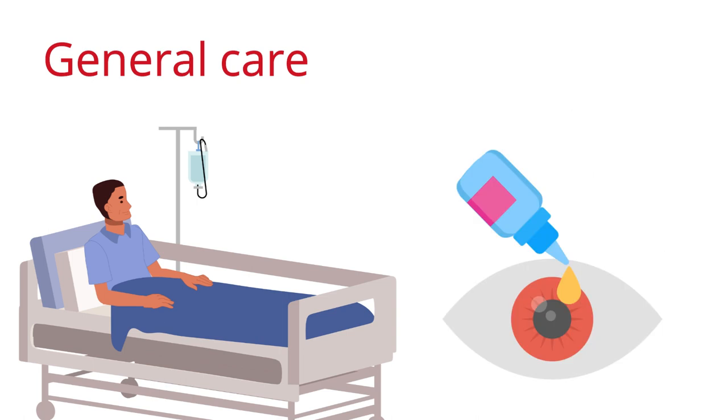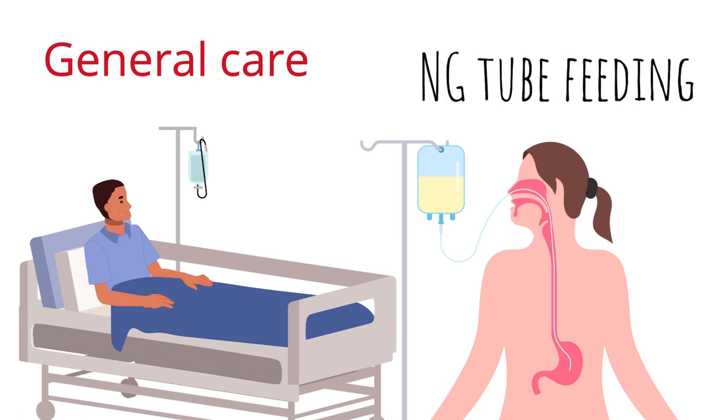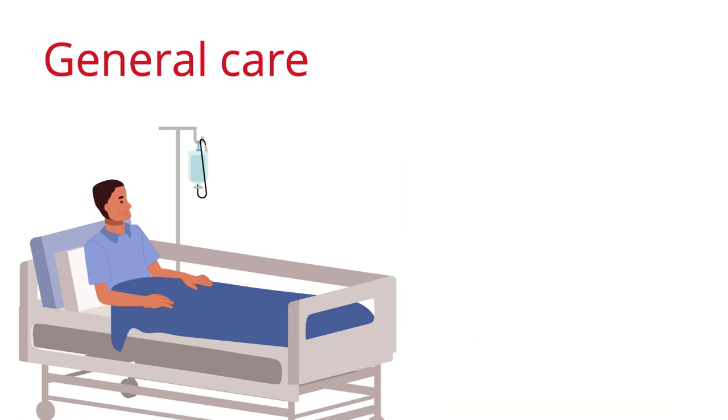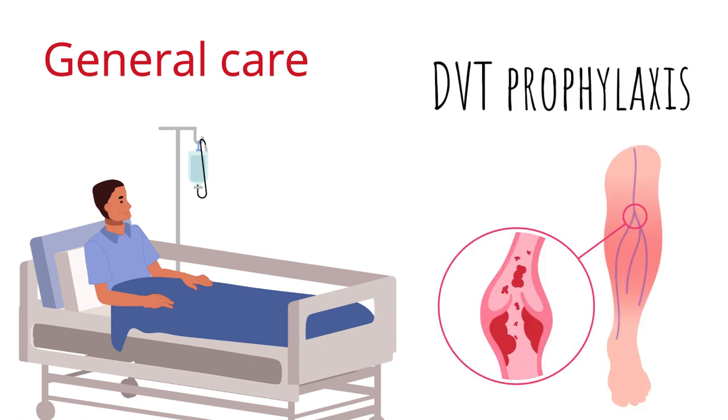Artificial tears can be given to prevent corneal ulcerations. If they have swallowing dysfunction, we can use nasogastric feeding to prevent aspiration. And since they are bedbound, they are very prone to get deep vein thrombosis, so prevention of deep vein thrombosis should also be a concern.